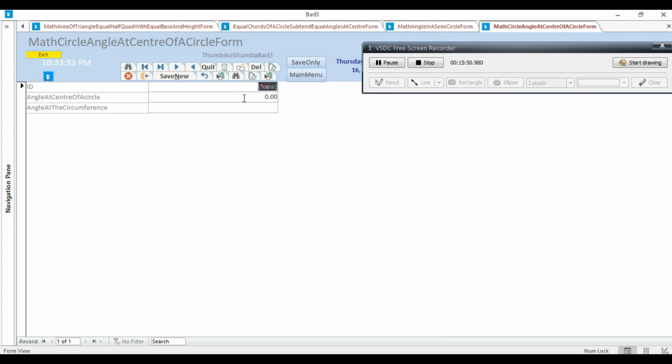Angles at the center of a circle. If this angle is 30, then the angle at the circumference is 50.